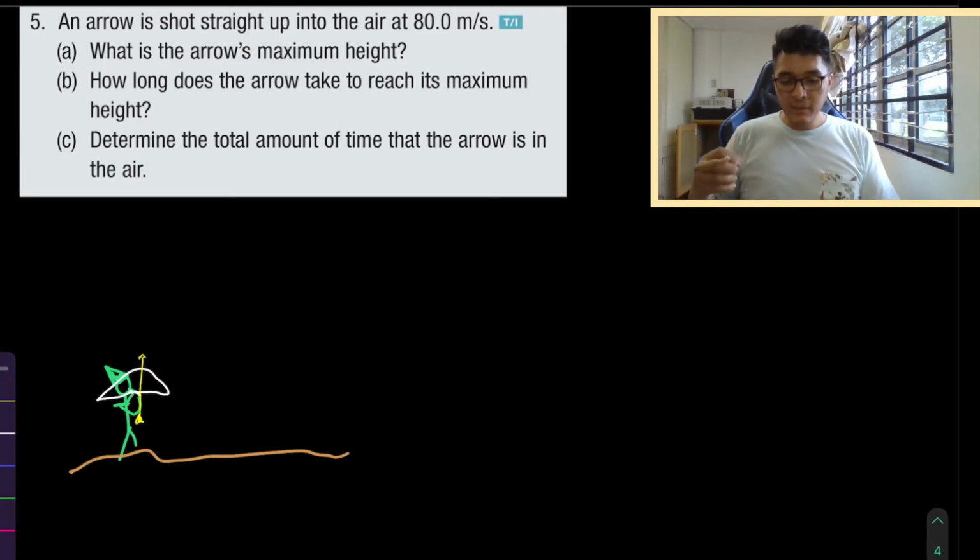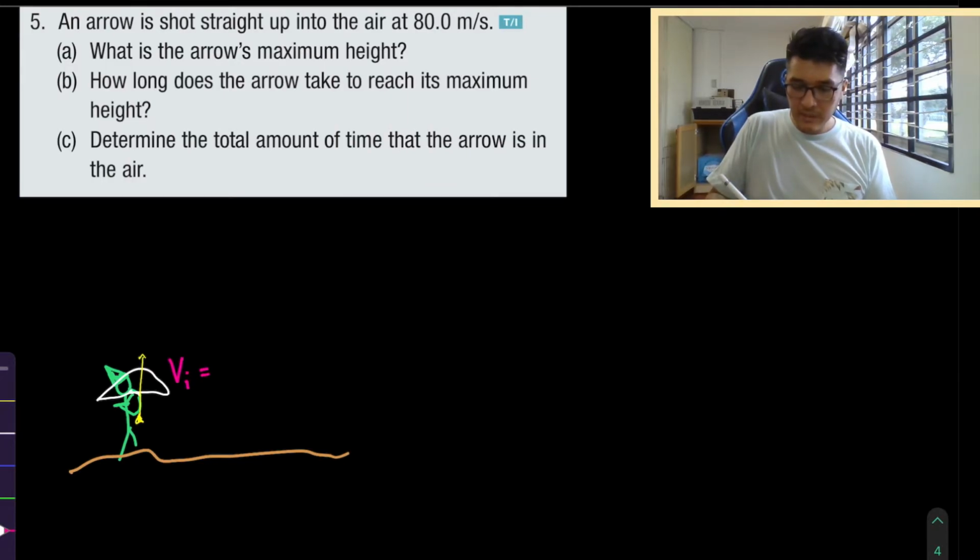Okay, so we have an arrow is shot straight up into the air at 80 meters per second. So they're giving you the launching speed. So the initial velocity of this object is 80 meters per second. And because it is getting shot straight up, the initial velocity is pointing up.